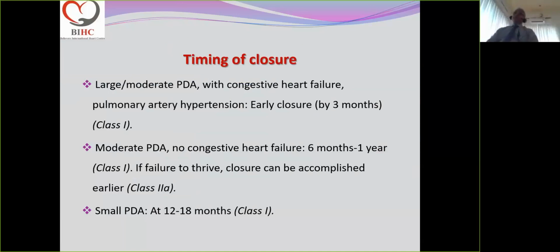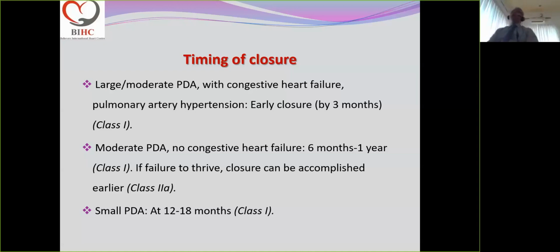When do you close them? A large or moderate PDA with congestive heart failure and pulmonary arterial hypertension, you need to close early, by 3 months. We have already described what would be the symptoms of a large PDA. We speak of pulmonary hypertension in them. This pulmonary hypertension is driven by the flow. So when you cut off the flow, the pulmonary hypertension would resolve. You use the term hyperkinetic pulmonary arterial hypertension to refer to this type of PAH.